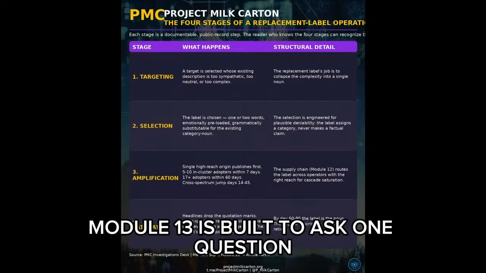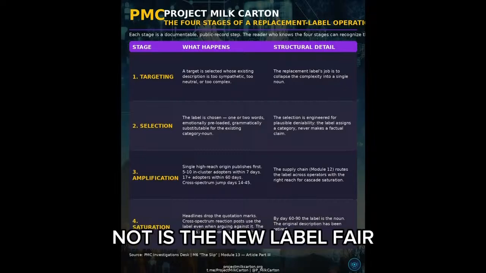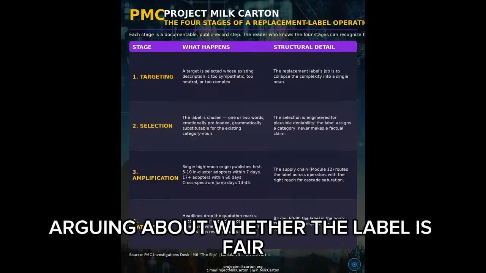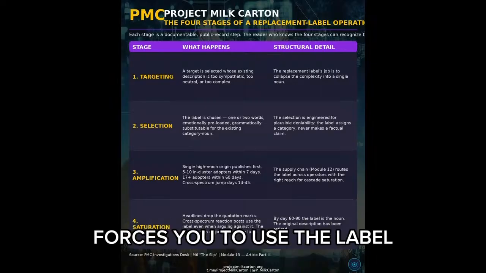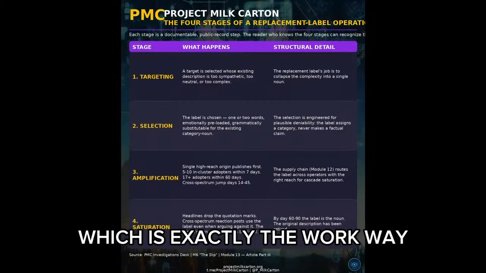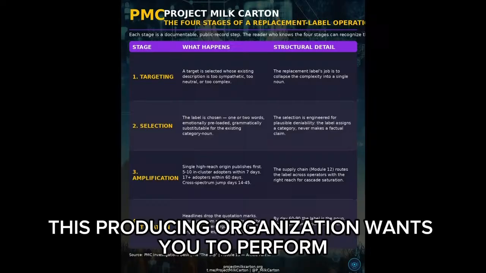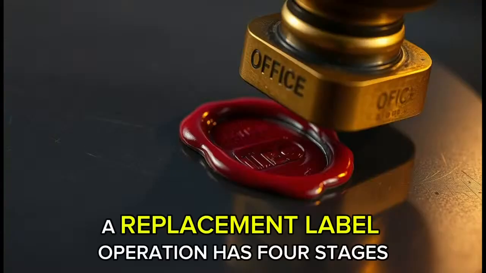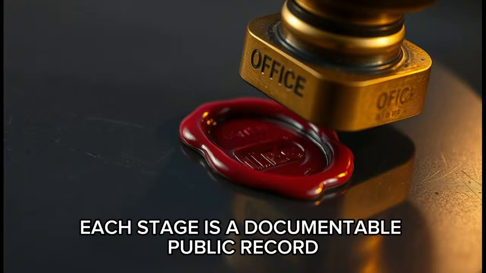Module 13 is built to ask one question, not, is the new label fair? That is the trap. Arguing about whether the label is fair forces you to use the label, which propagates the label, which is exactly the work this producing organization wants you to perform. The question is upstream of the argument. Who replaced the noun? A replacement label operation has 4 stages. Each stage is a documentable public record step.